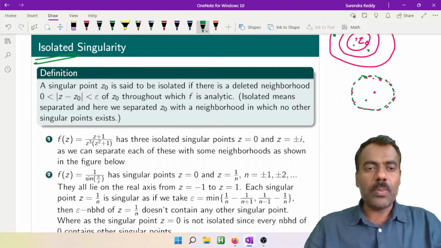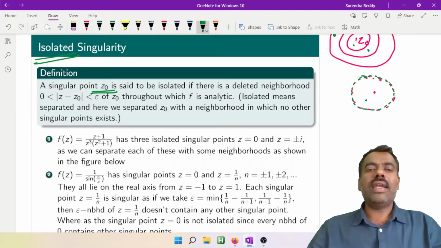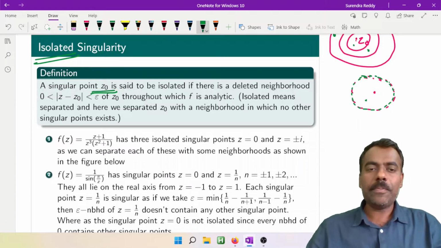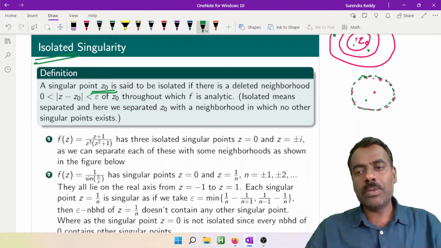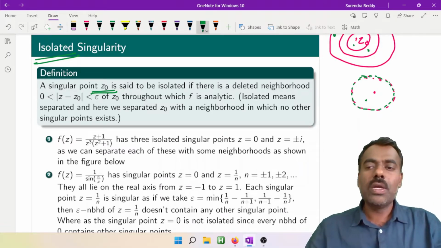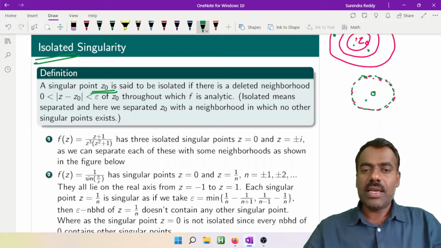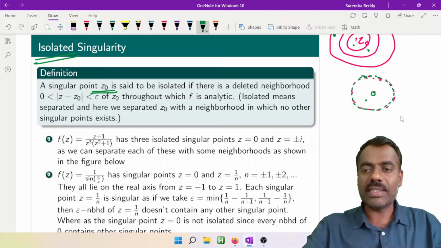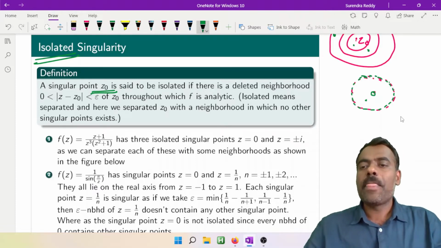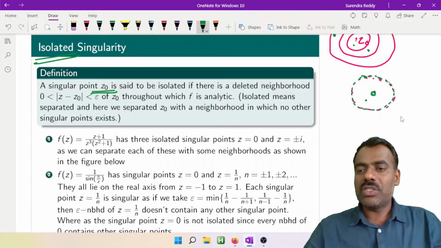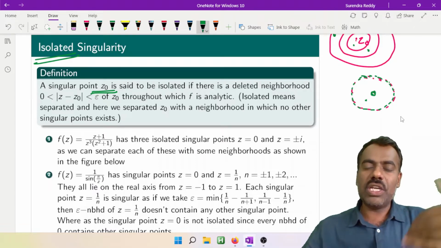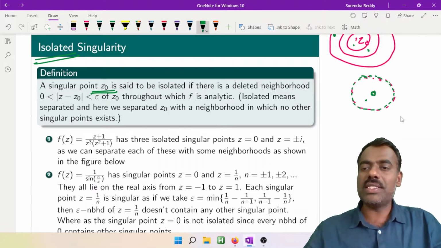Okay. So a point z naught is called an isolated singularity if there exists a deleted neighborhood, because z naught obviously we cannot include, in which f is analytic everywhere. That means there is no other place in it where f is not analytic, right? That is the same as saying this point is an isolated singularity. Whatever other singularities f has, they are outside this neighborhood.